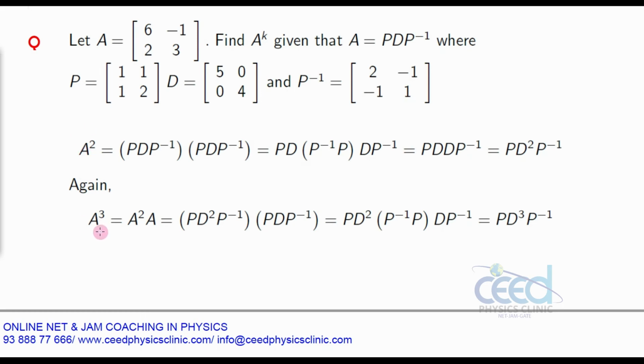Then what is A cube? That you can get as A square into A. A square is PD square P inverse, into PDP inverse. Then here this P inverse P will become I. So here it is PD cube P inverse. This D square into D is D cube. So that is equal to A cube.